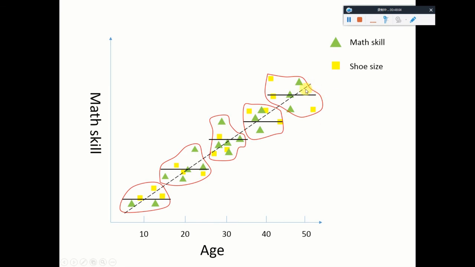So the dashed line again represents a spurious correlation. That's when we ignore age. There's an overall trend that appears to be positive, but once we take age into consideration, that is, we examine the correlation between math skill and shoe size at each level of age, it's actually zero correlation, zero correlation, zero correlation. That's what we mean by identifying confounding correlations.